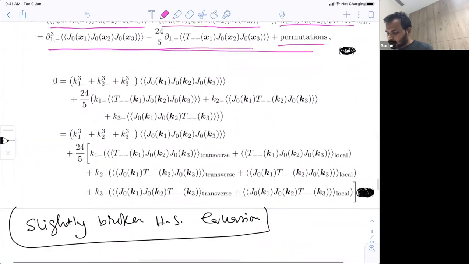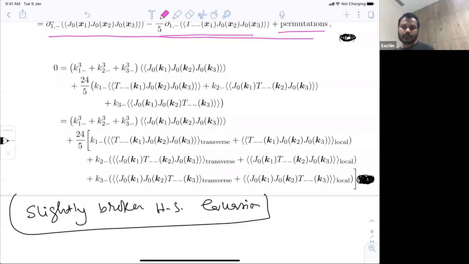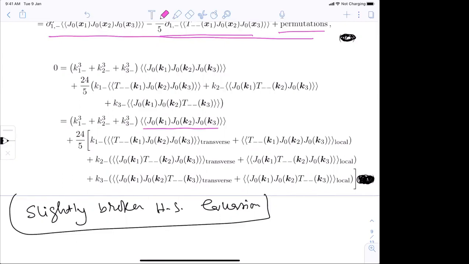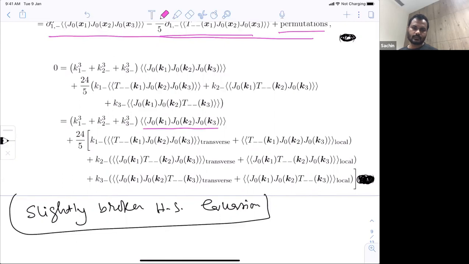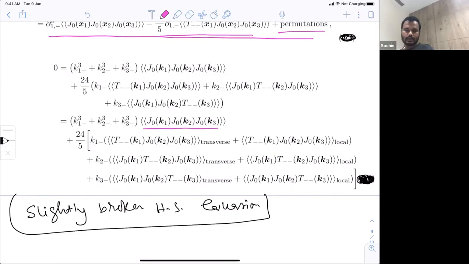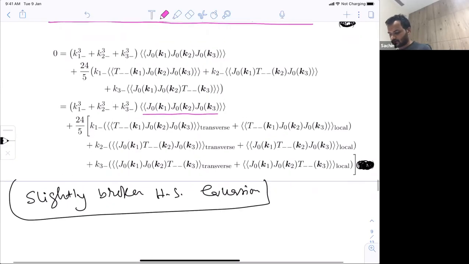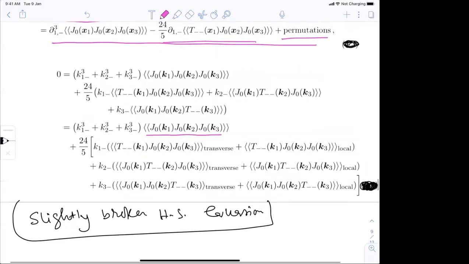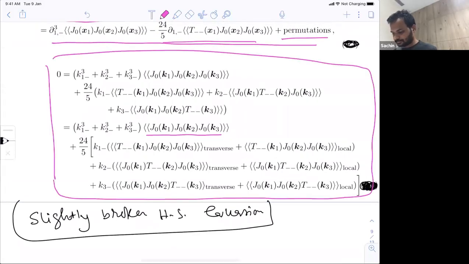And one interesting fact of it is that this differential equation in the Fourier space becomes an algebraic equation. Okay. And then, if you know J0, J0, J0, this scalar 3-point function, then just solving this algebraic equation, you will be able to get T minus J0, J0, J0, including both the local piece as well as the transverse piece. Is this okay? Is there any question here?